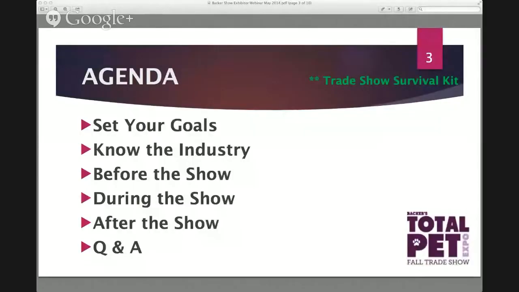So we have an agenda here today. We'll be talking about the importance of setting your goals and also knowing the industry. And you need to know it inside and out, so we'll talk a little bit about that. Then I like to break down trade show activities into 3 parts: before, during, and after the show. And then you'll have an opportunity to ask some questions.